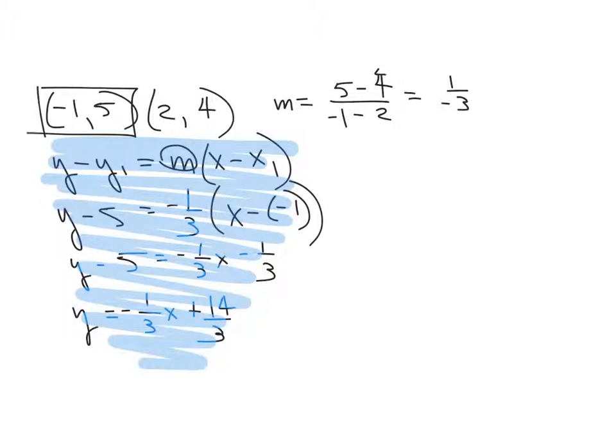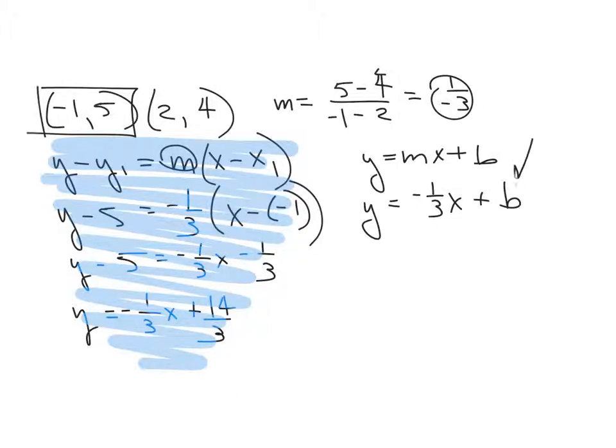Let's do the same thing, only this time let's use the slope intercept form. Y equals mx plus b. All right, so y equals -1/3 x, because that's our slope, we already found that, plus b. Okay, so what are we looking for? We're looking for the y-intercept. You cannot write a linear equation unless you have the slope and the y-intercept. So we've got the slope, now we're going to find the y-intercept.